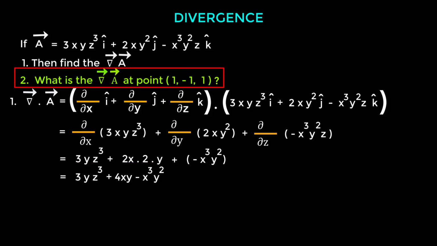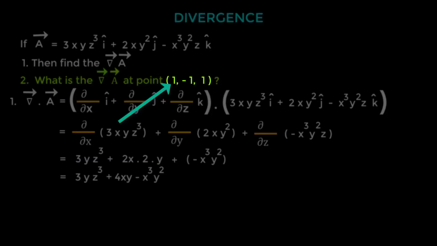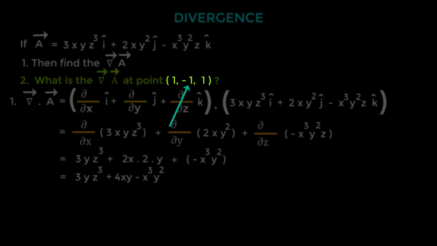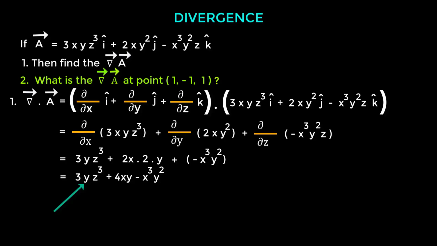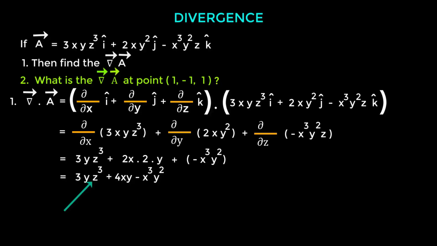According to this second question, now we will have to find this divergence at this point. This one is the value of this x and this x. This negative one is the value of this y and this y, and this one is the value of this z.